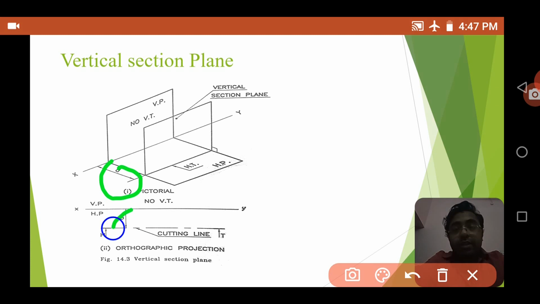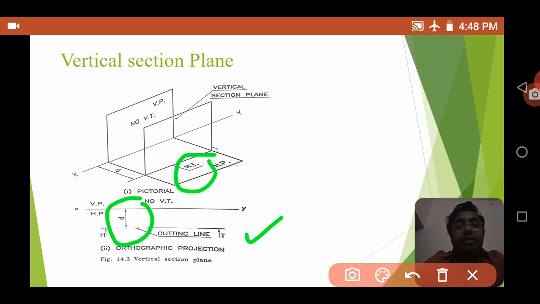Here you can draw d, and the same distance you have to draw at the bottom, and you can draw the HT, that is the cutting line. Here you can draw the cutting line. So here you can see that only the horizontal trace is available, there is no vertical trace available.